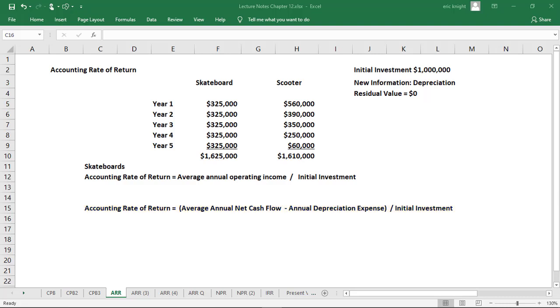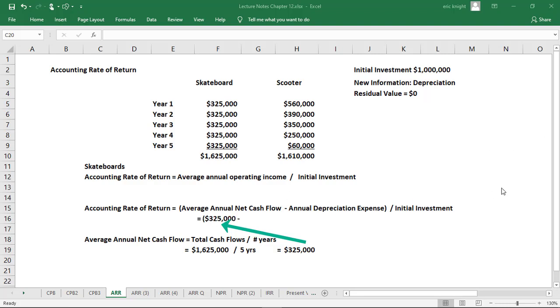So let's look at the average cash flows first. The average annual net cash flows is just taking the total cash flows and dividing by how many years. If we're doing the skateboards first, we see that total cash flows is $1,625,000 divided by 5, and that gives us $325,000. We would have known that anyhow because the cash flows are the same each year. But that's the method that we would use to figure out the average. So we'll put that in the formula.